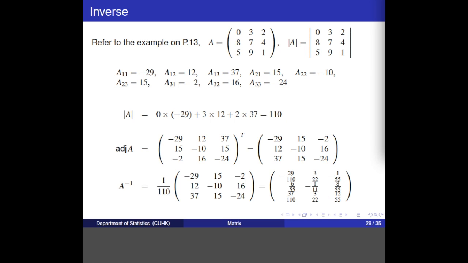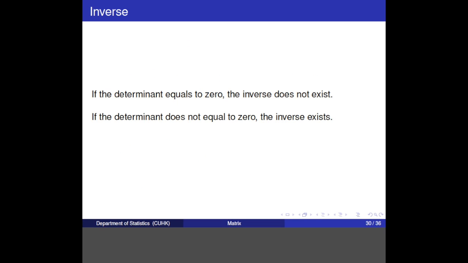Referring to the example on page 13, we find the inverse by using the adjoint matrix and the determinant. If the determinant equals 0, the inverse does not exist. Otherwise, the inverse exists.